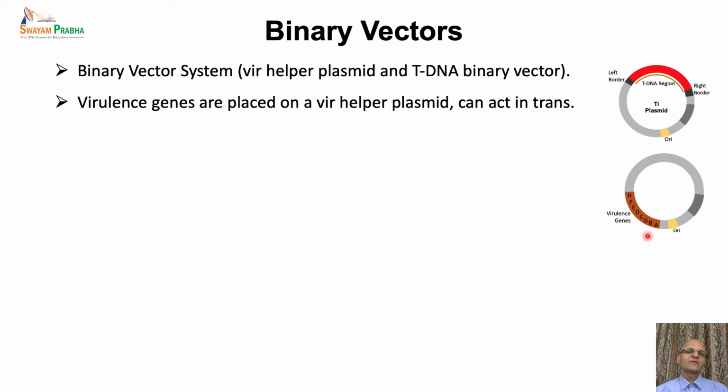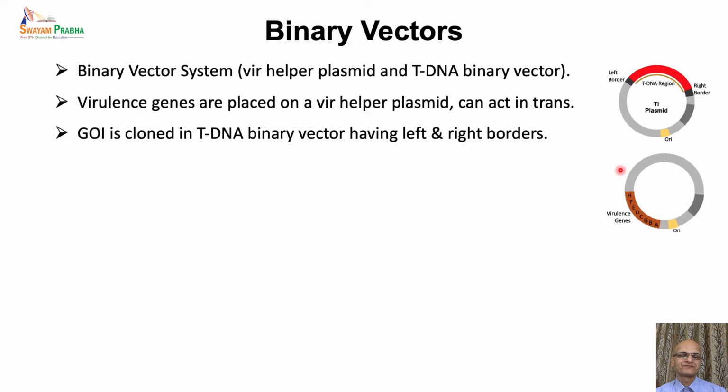In the cointegrate plasmids, both the tDNA and virulence genes are present on the same plasmid, and the virulence genes act in cis, that is, the tDNA is present on the same plasmid. However, in this case, the virulence genes are placed on the Vir helper plasmid and they act in trans to recognize the left and right borders which are present on the other plasmid. However, they should be in the same cell.